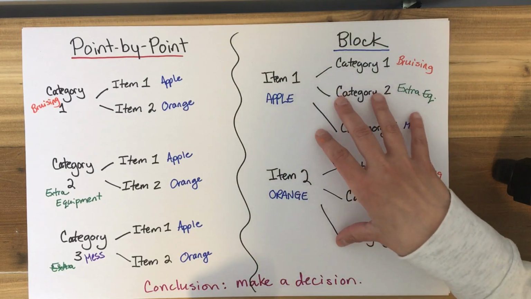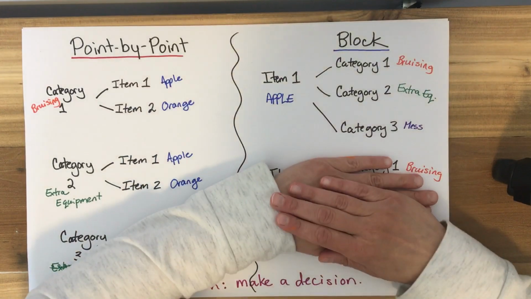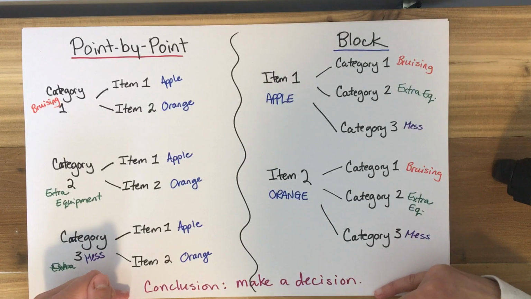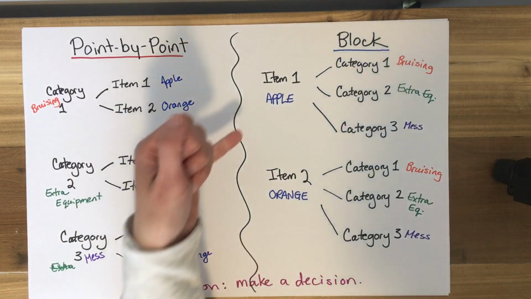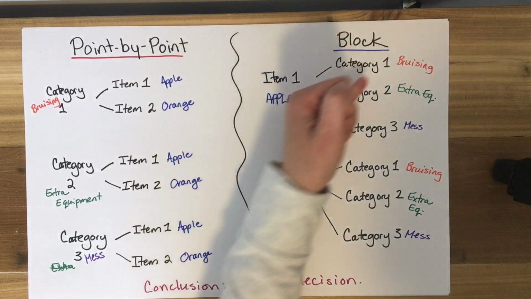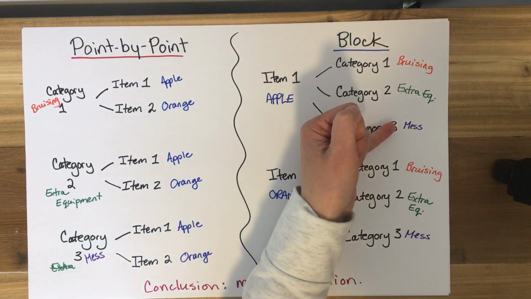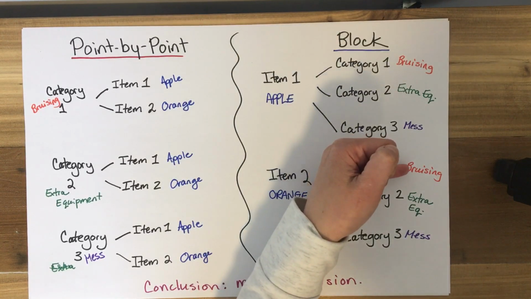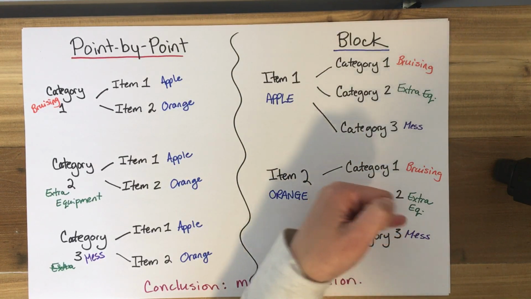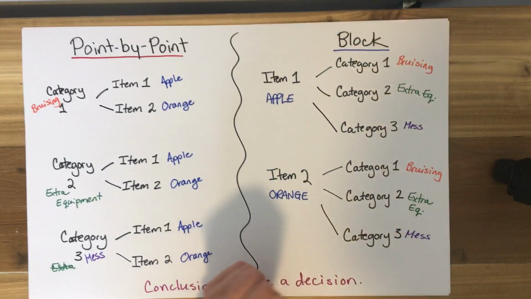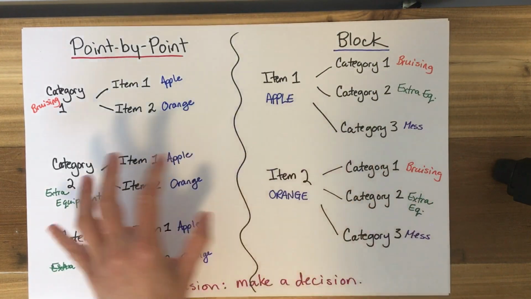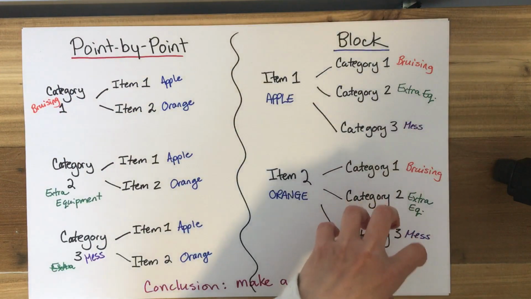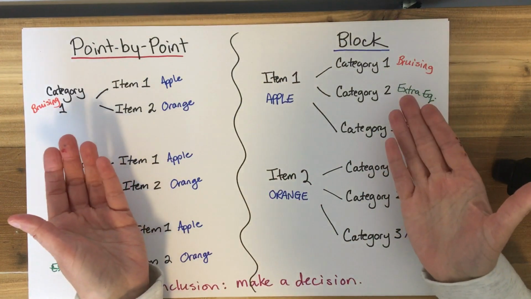Okay, so if you're thinking in block format, if you notice, I've dealt with the apple and then I've dealt with the orange, but at the end I actually still have to make a decision. And do you see how it's organized? I might just be talking about the apple, but I'm still covering the bruising, extra equipment, and mess. And then when I talk about the orange, in the same order, I'm going to talk about bruising, extra equipment, and mess. I'm not going to mess these around. They should match. So all this is showing you is what it would look like if we took the exact same information and organized it in those 2 different ways.